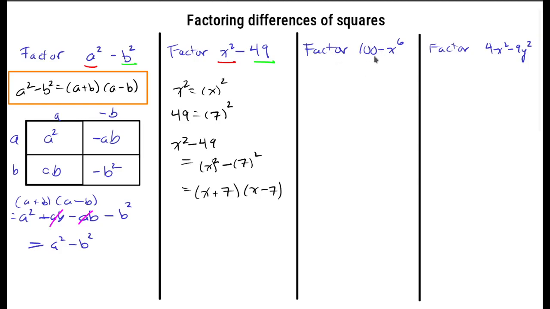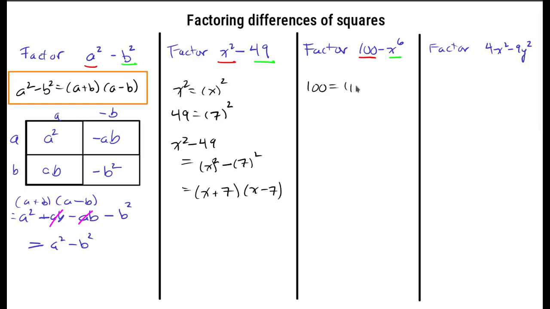Let's try 100 minus x to the 6th power. So what's going on here? This looks a little bit different than the last one. We've got the constant term in front, and the variable term at the end. That's not a problem, really. We can still just look for squares. We want 100 to be a square, and we want to see if x to the 6th is a square. And because we have the minus sign in here, if those are squares, then we have a difference of squares pattern.